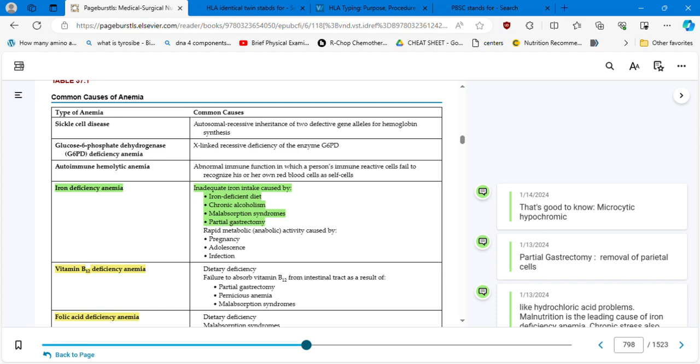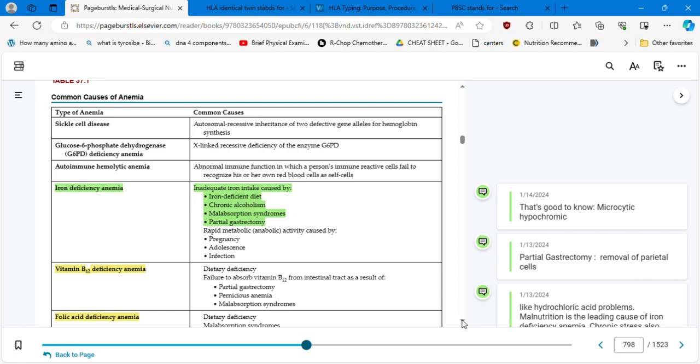So when you see microcytic anemias, the I in microcytic corresponds to iron. And if you have poor hemoglobin in the RBCs, therefore you're going to have poor color. That's why it's called hypochromic. Causes include inadequate iron intake caused by an iron-deficient diet, chronic alcoholism, malabsorption syndromes, partial gastrectomy.